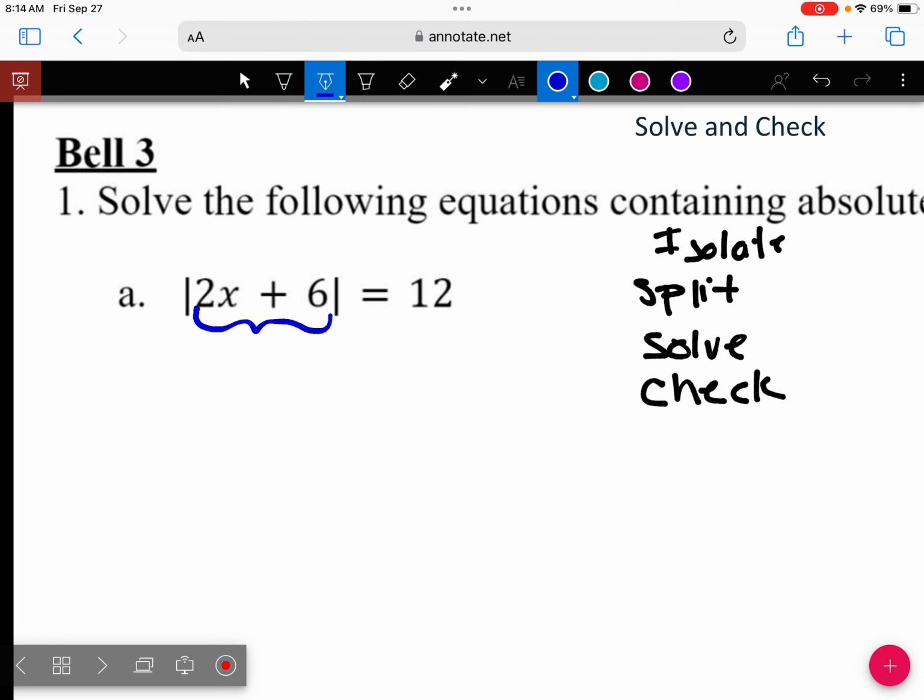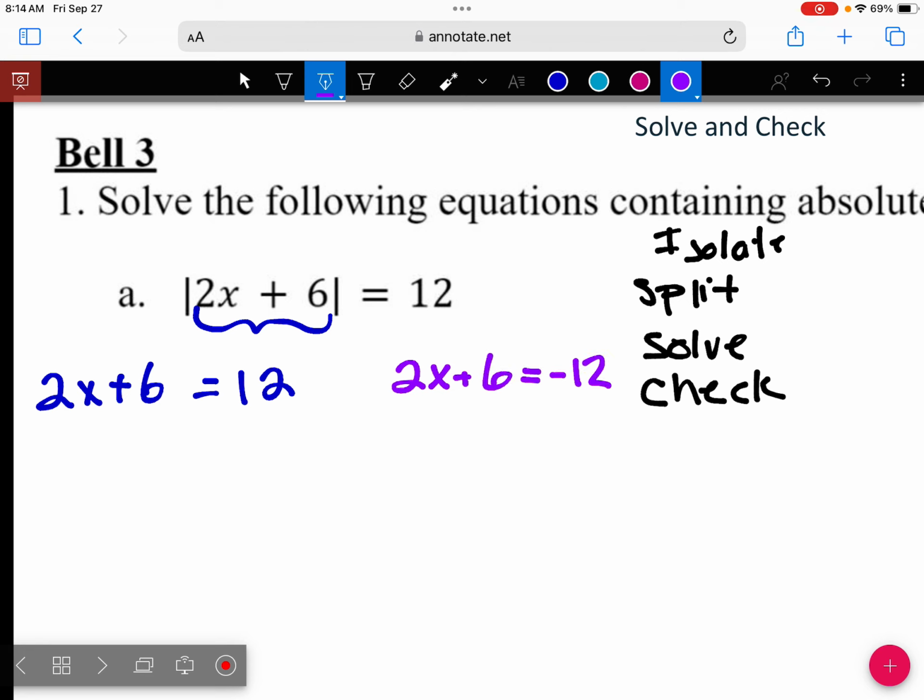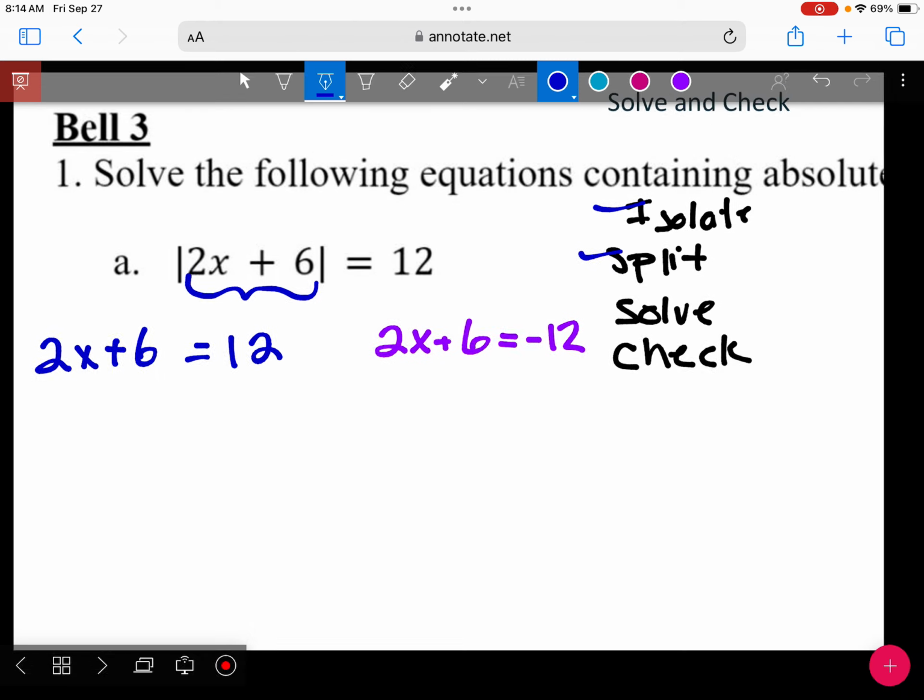So maybe for this chunk, my absolute value bars aren't doing anything. Maybe my 2x plus 6 really does equal 12, and those absolute value bars are just decorative and in the way. Or maybe my 2x plus 6 actually equals negative 12, and those absolute value bars are working, and that's what makes it say positive 12, because absolute values are always positive. So we have to split it into our 2 possible cases. It came isolated, and then we split it into our 2 possible cases. This 2 cases is important. You have to have both.